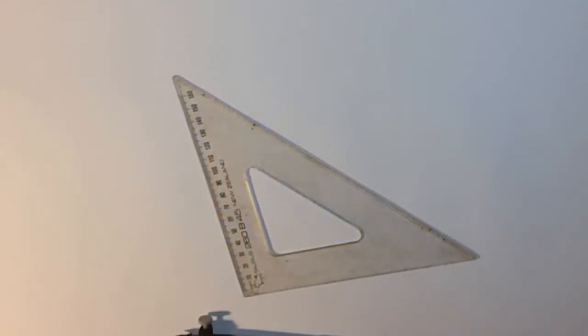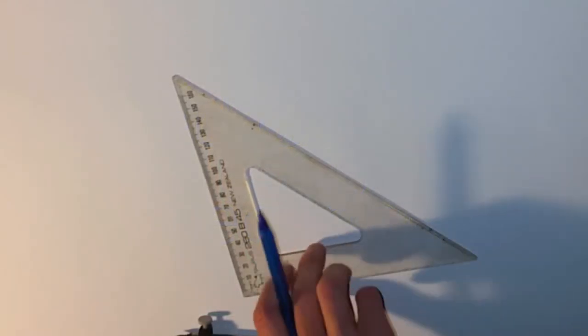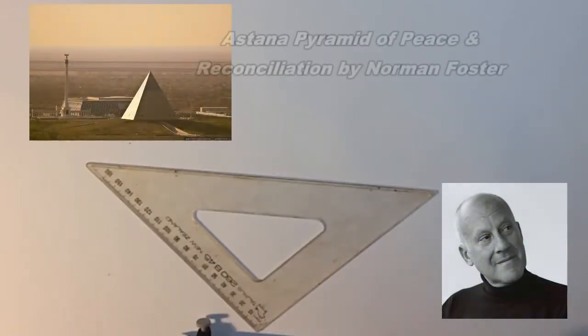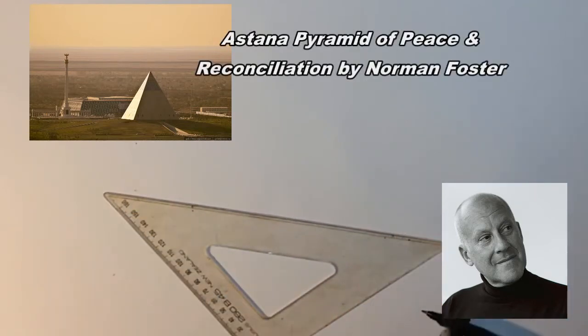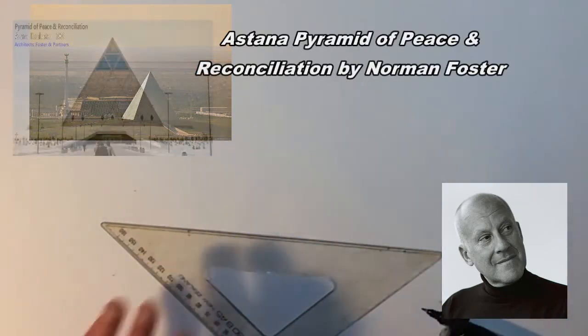Okay, I'm going to make a true pyramid and look at the connections to fire. This is especially relevant to the Astana pyramid of peace and reconciliation, and as with all this geometry that I talk about, it emerges from the vesica.